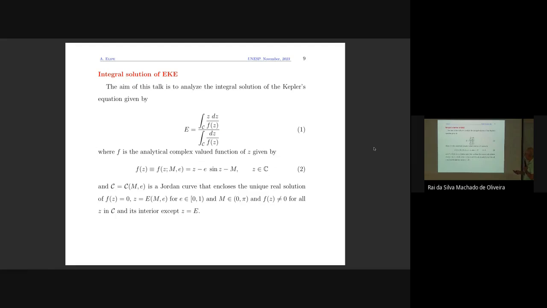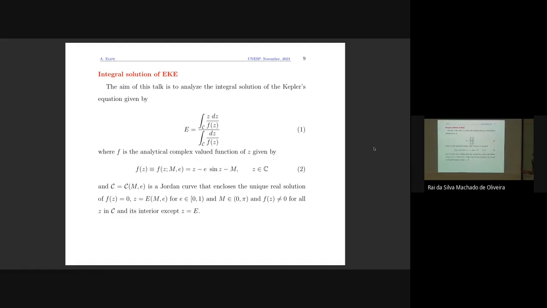We need to find a closed curve that encloses only the unique real solution. Only one. That is what the Jackson theorem says. If it takes two possible zeros, it doesn't work. So we have to work with many details in order to ensure that inside our curve there is only one zero.